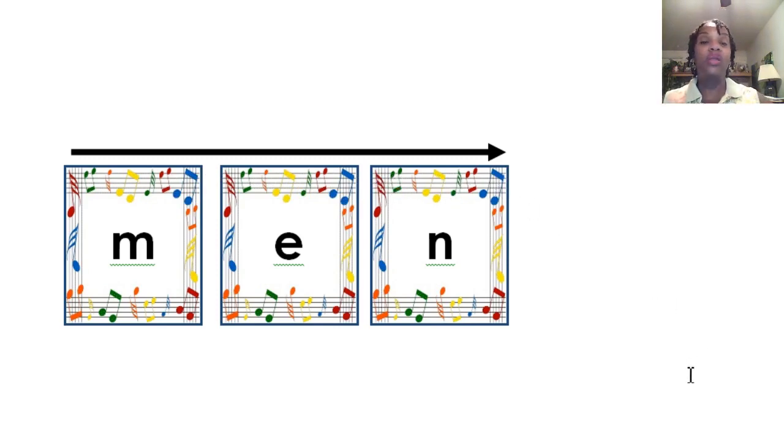Now we're going to slide these 3 sounds together as fast as we can. Remember, we're going to put on our superhero capes. We're going to slide these 3 sounds together really fast, on the count of 3. 1, 2, 3, go. Men. Men. Men. What's a men? What does that mean? Men.